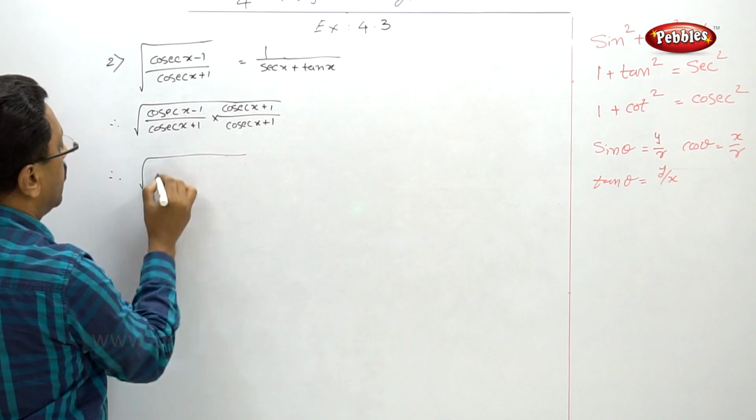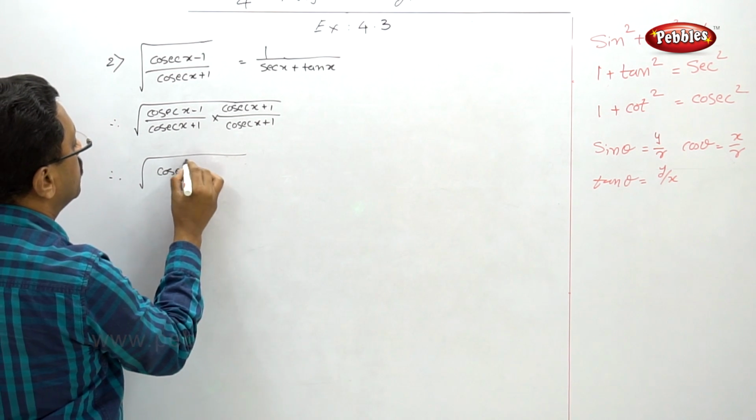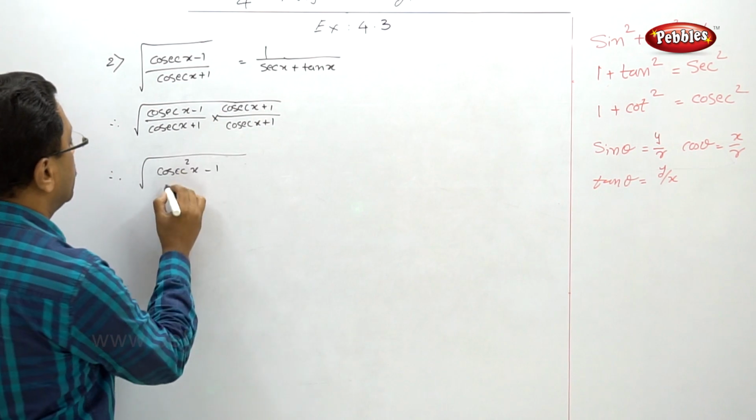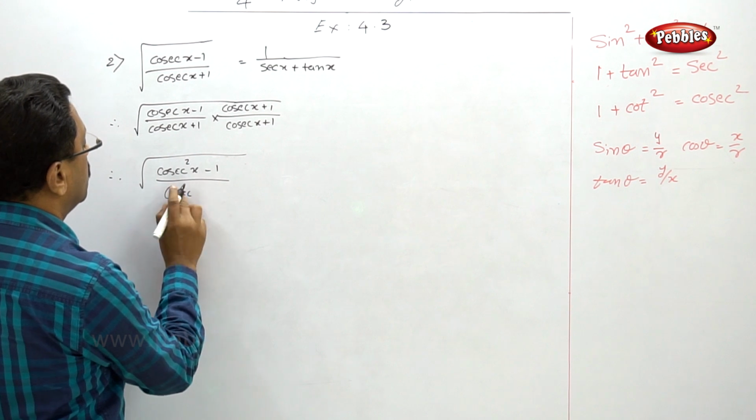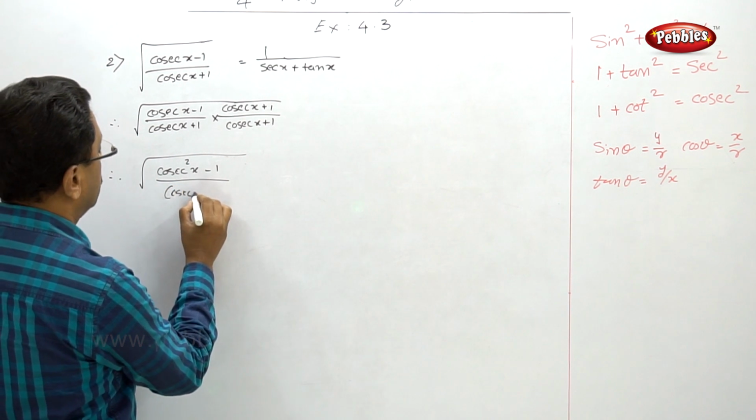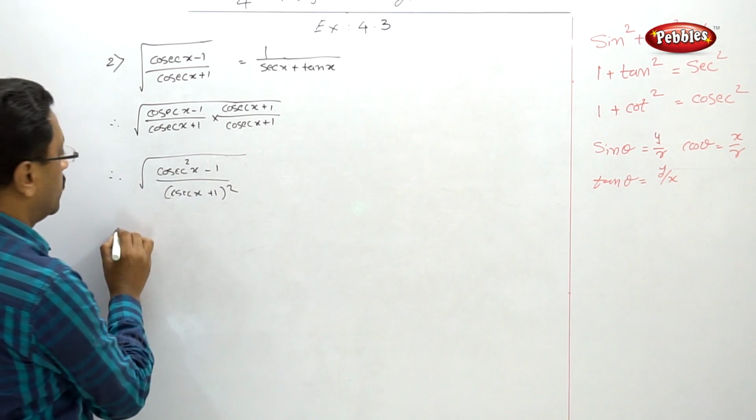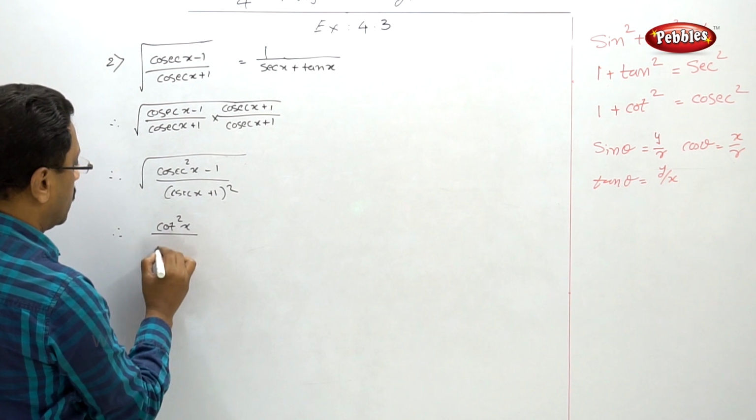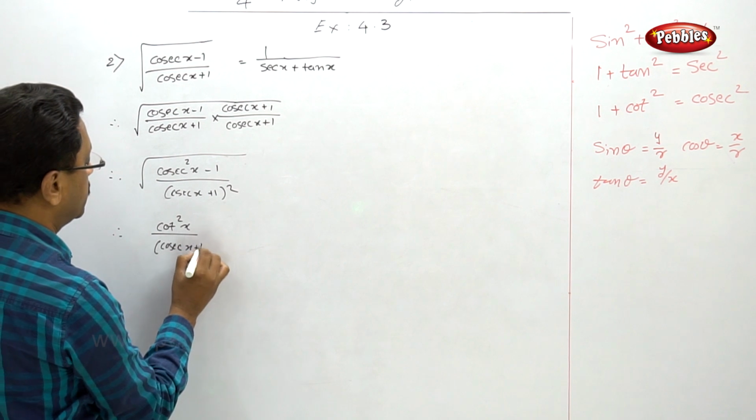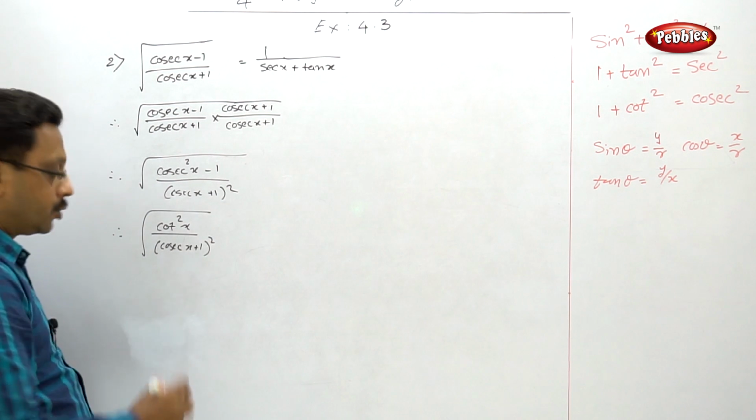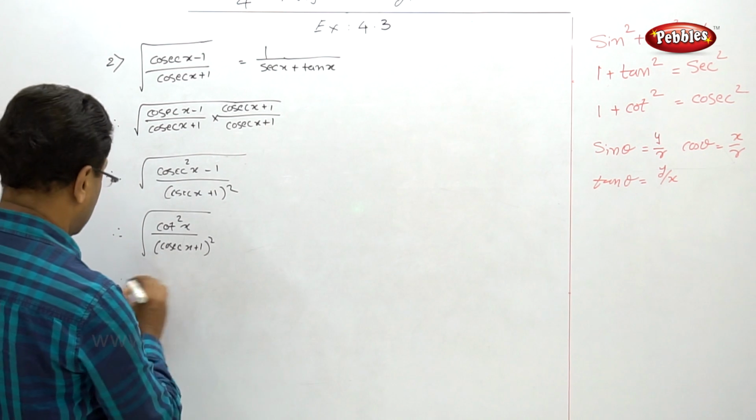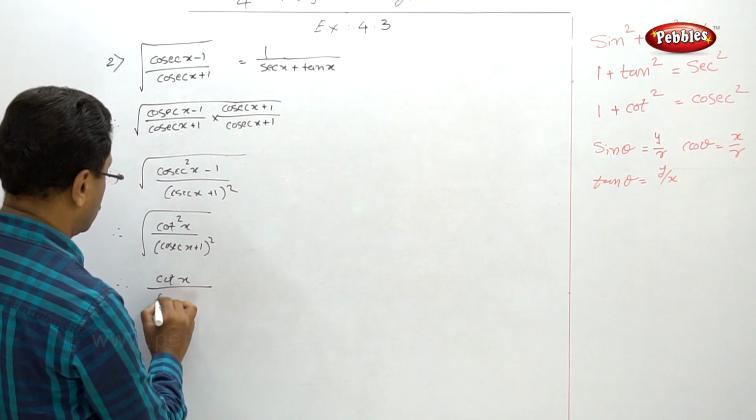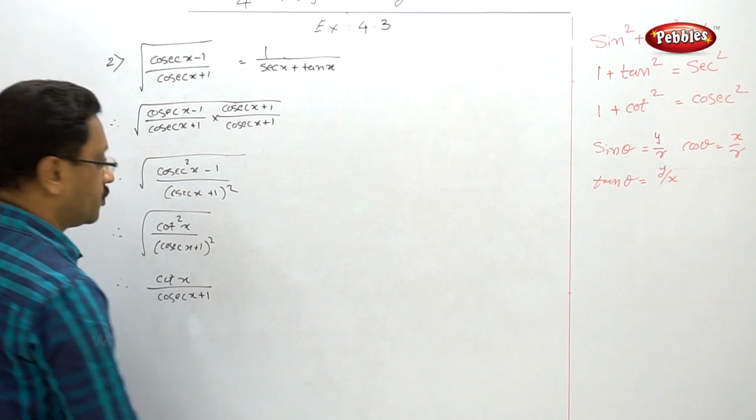So what will I have? I will have cosec square x minus 1, as this is x plus y, x minus y, and here I will have bracket cosec x plus 1 bracket square. Now cosec square minus 1 is cot square, so I have cot square x upon cosec x plus 1 bracket square, all under root. So when the root sign is eliminated, I will have cot x upon cosec x plus 1.